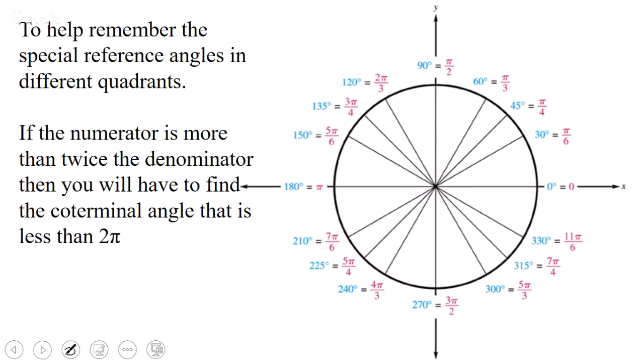And of course, if you have an angle that is more than 2 pi, you have to find the coterminal angle and then find out what quadrant you're in. And remember, to find a coterminal angle, you either add or subtract 2 pi.